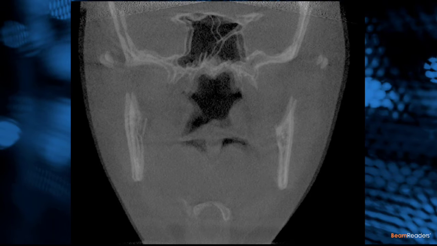This is a nice coronal view, and you can see that every structure is duplicated. And when every structure is duplicated, that's patient motion rather than a swallow.